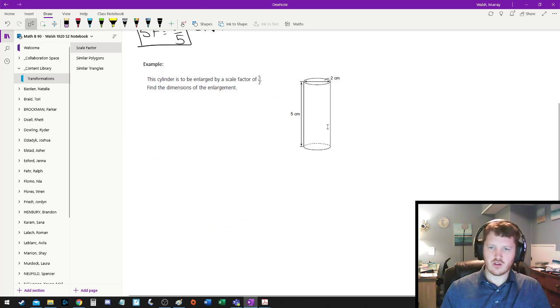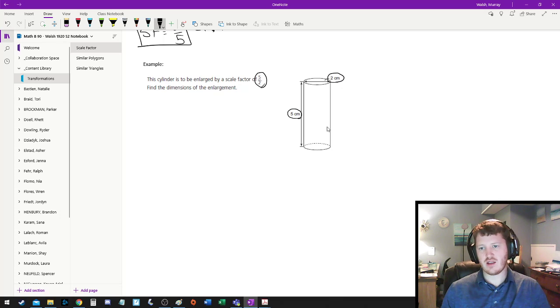Okay, the other one to look at is we are given the scale factor. We have a cylinder that is enlarged by a scale factor of 5/2. What are the dimensions of the enlargement? So we need to find both the height and the width, or the height and the diameter, of our new cylinder. This new cylinder, because it's an enlargement, is going to be bigger.